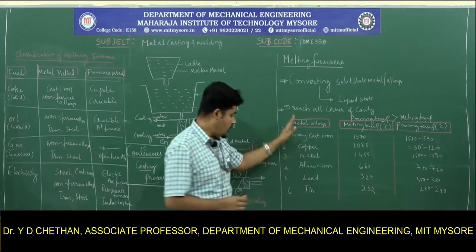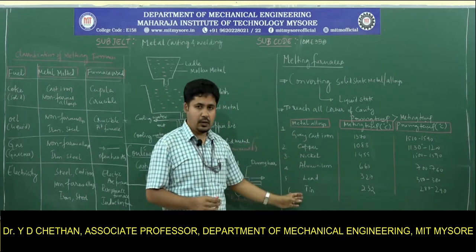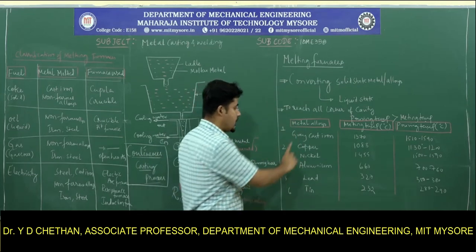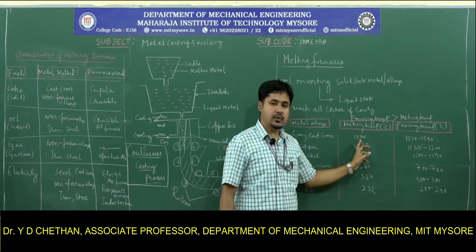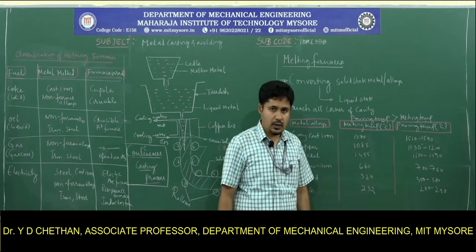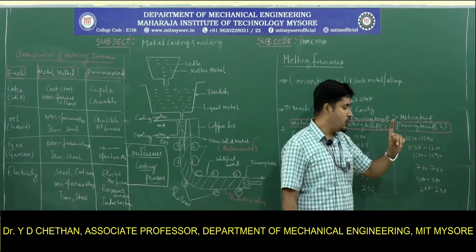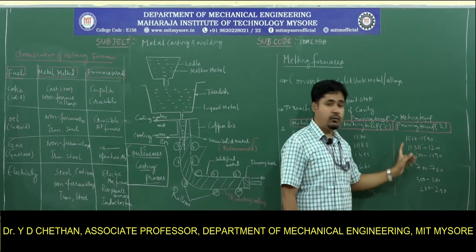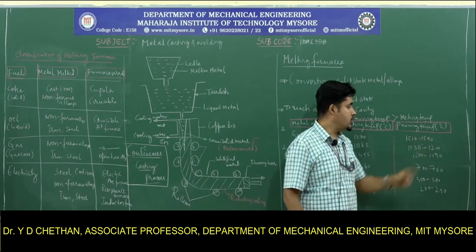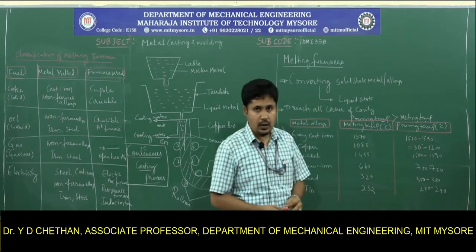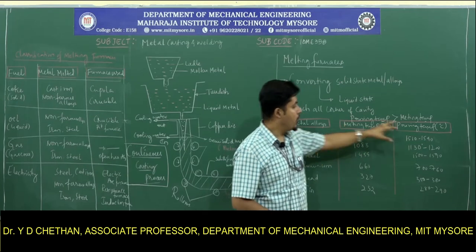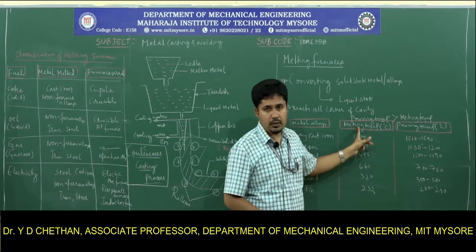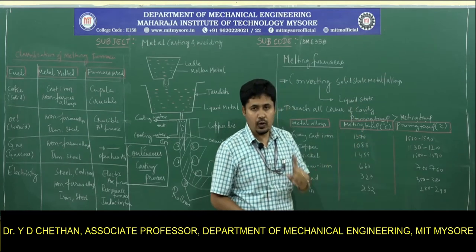Say, for example, you have different alloys here. The first one is grey cast iron. It has a melting point of 1370 degrees Celsius, whereas the pouring temperature should be in the range of 1510 to 1590 degrees Celsius. So as I said earlier, it should have a higher pouring temperature than melting temperature. That is the ground rule to be followed.